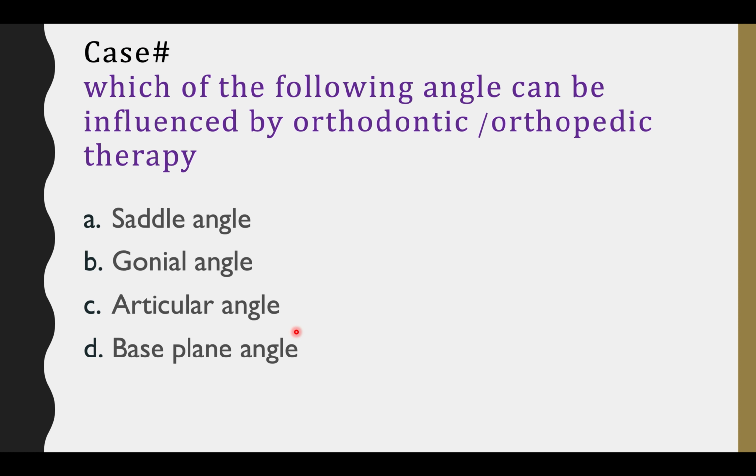Next, which of the following angles can be influenced by orthodontic or orthopedic therapy? Saddle angle, gonial angle, articular angle, base plane angle. So, the answer is articular angle. Why? Because the gonial angle, base plane angle and the saddle angle are all related to skeletal landmarks present on your mandible and the cranial base. Coming to the articular angle, the point is in your condyle.